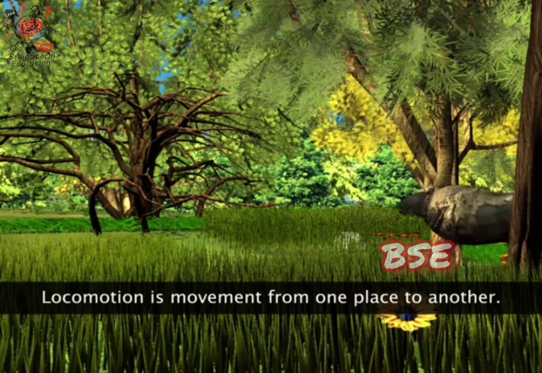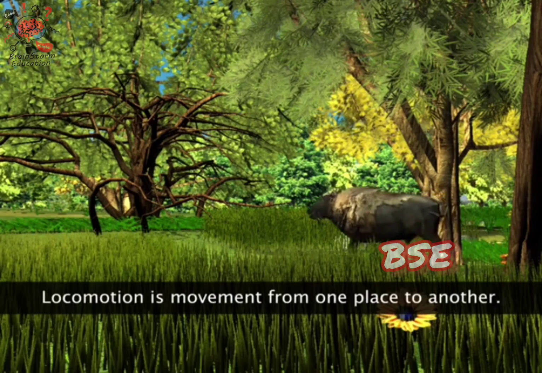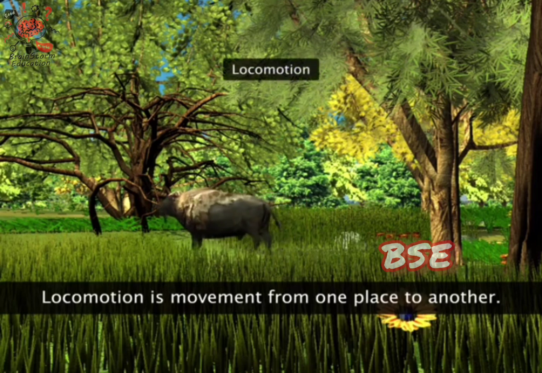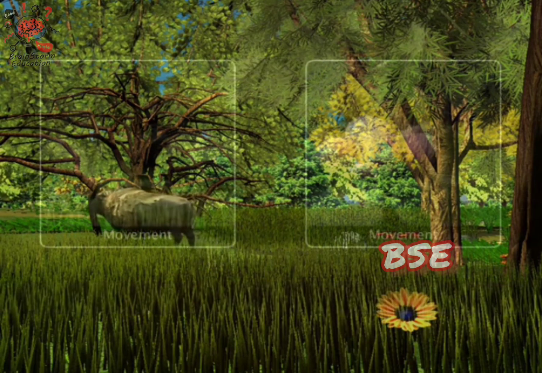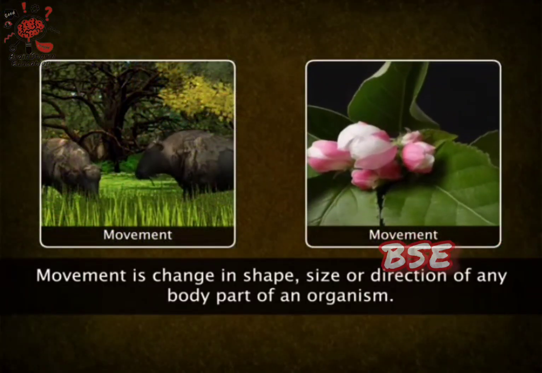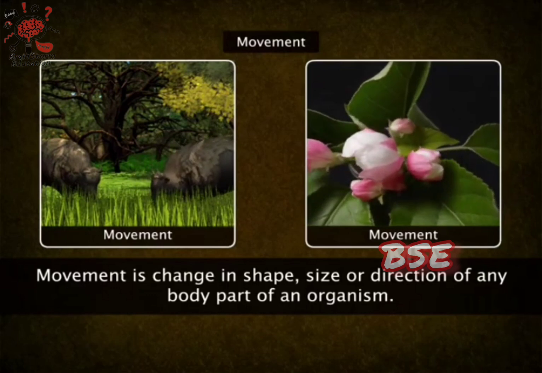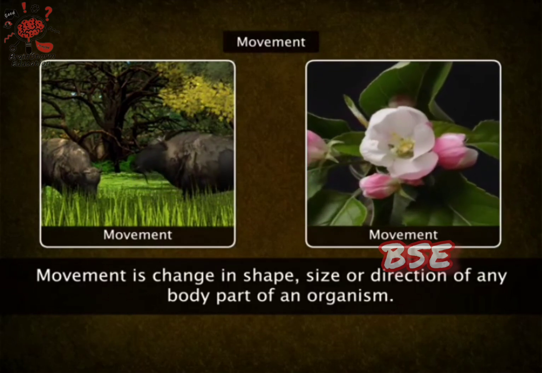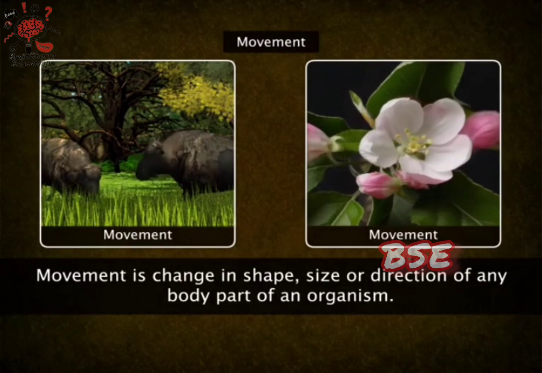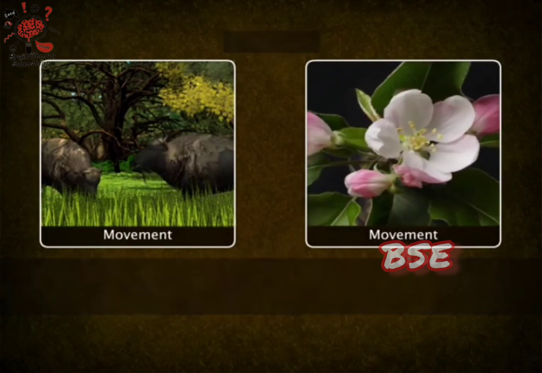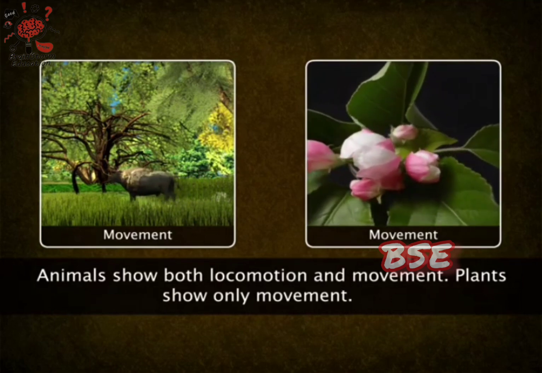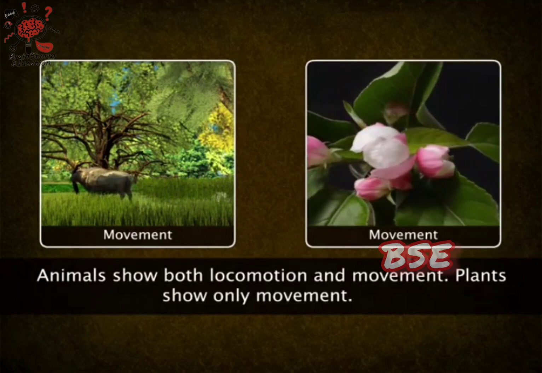Most animals move from one place to the other. The change in position of an organism as a whole is called locomotion. Whereas the term movement is defined as any change in shape, size or direction of any body parts. Movement is a characteristic feature of all living cells. Animals show both locomotion and movement, whereas plants show only movement.